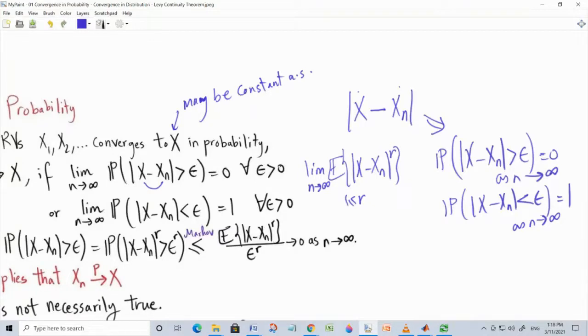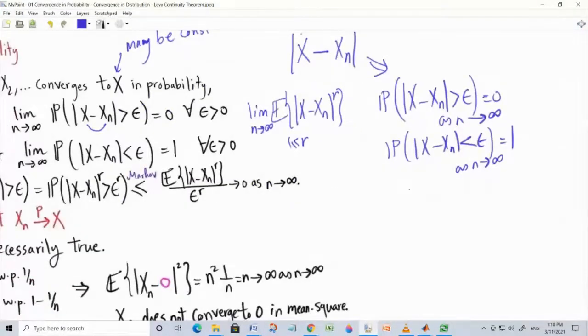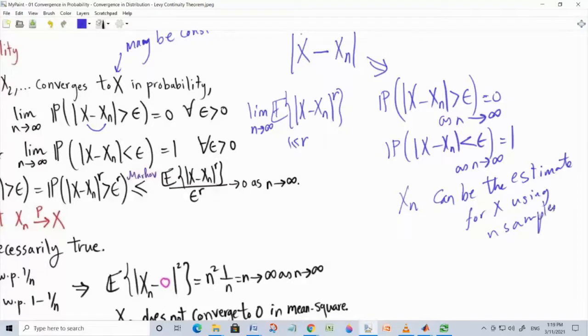Some of you already know the meaning of a consistent estimator. The notion of consistency is defined in terms of convergence in probability. We have an estimator, and it is a sequence because it depends on the number of observations or measurements. So Xn can be the estimate for X using n samples. We say that an estimator is consistent if we have this convergence result in probability, then we say that Xn is a consistent estimator. So the concept of consistency is defined in terms of convergence in probability.